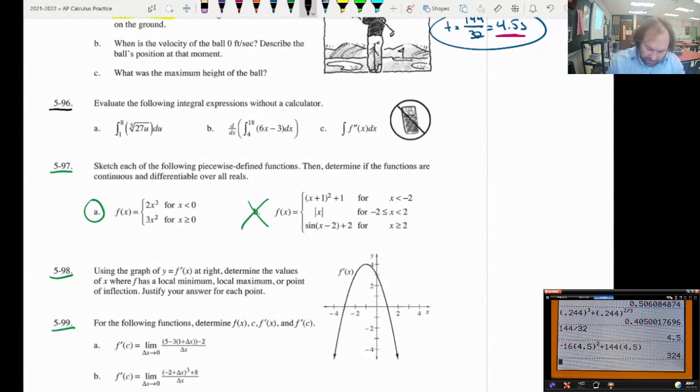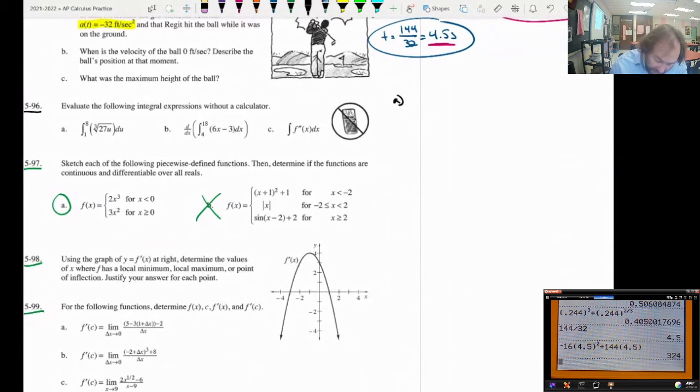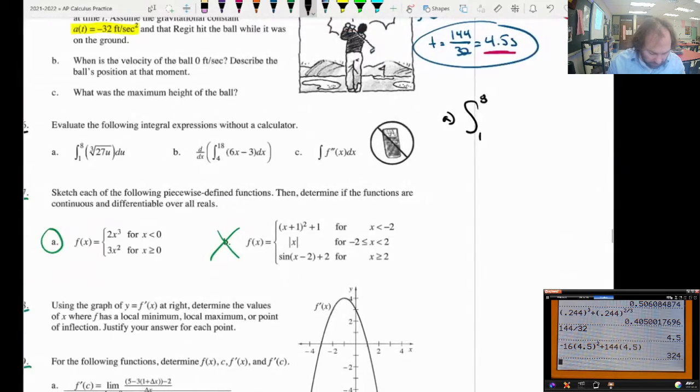Question 596. Integral from 1 to 8 of the cube root of 27u du. That's going to be a kind of a tricky thing to think about. Actually, it won't be too bad. I noticed right away that the numbers 1 and 8 are perfect cubes. That's probably going to help us down the line.